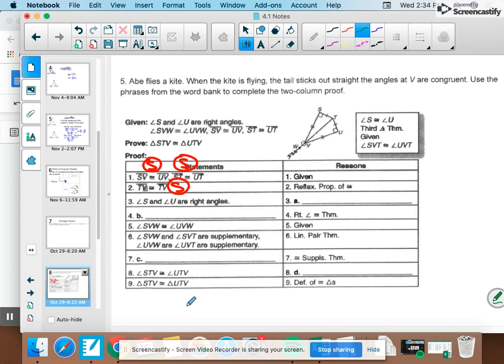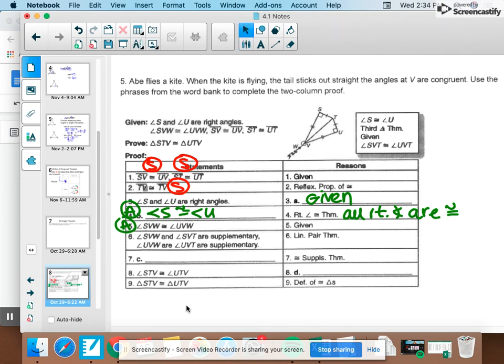So the next step says S and U are right angles, and that is also given. And then we can say that angle S is congruent to angle U. That's right angles theorem, or we've been saying all right angles are congruent. So now I have one pair of angles that are congruent. The next step says SVW is congruent to UVW, and that's given. So that's my second angle. So still can't say that the triangles are congruent because I don't have three angles yet.